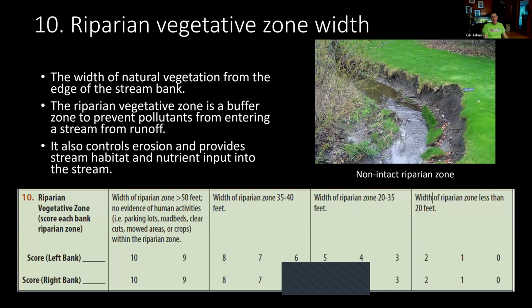Yeah, that's a good question. And that's what I'm going to have to do some research on, because I'm not sure how you'd score that. Technically, on one side, it's less than 20 feet. On the other side, it's great. My bias would be that if it's non-intact on one side, you would evaluate it based on the side where it's not intact. But let me do some research on that and see if I can get you a better answer.